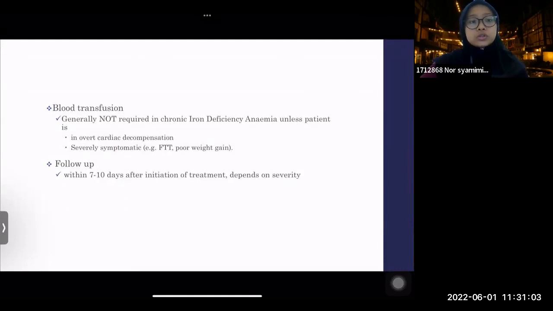And an important thing also, we need to follow up this patient because we want to assess the patient's response to the oral iron therapy. So this patient has a mild to moderate anemia. So we follow up the patient within 7 to 10 days after we initiate the treatment. During the follow up, we take blood investigation to review the hemoglobin levels, and also assess whether the patient still has pale skin, and do physical examination to see if the patient still has conjunctival pallor or the systolic ejection murmur that I mentioned just now.